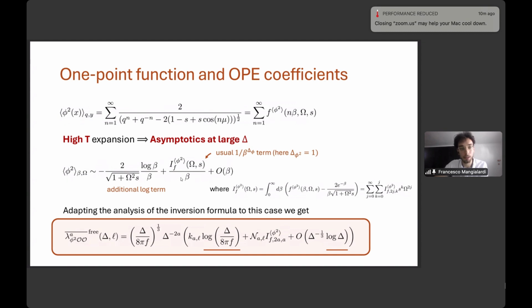We can adapt the analysis of the inversion formula for the OPE coefficients to this case and get asymptotic formulas for the OPE coefficient for the free theory. The formulas are similar to the one of the gapped theory. Again, there is some log behavior appearing in the formula. But what is important is that these formulas are completely fixed now that we know all the FT coefficients contained in the one-point function. So we know everything that is inside this formula, and we, in principle, can also compute more and more corrections here.